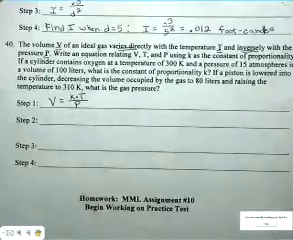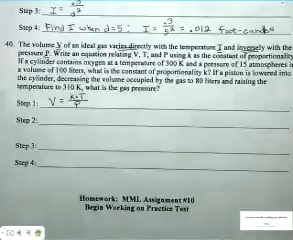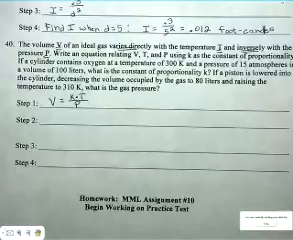Correct. Always. There are no exceptions. I like things that are always. You give me some specific volume for some specific temperature and some specific pressure, I can find that constant.